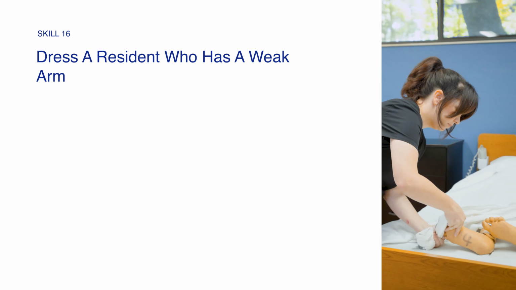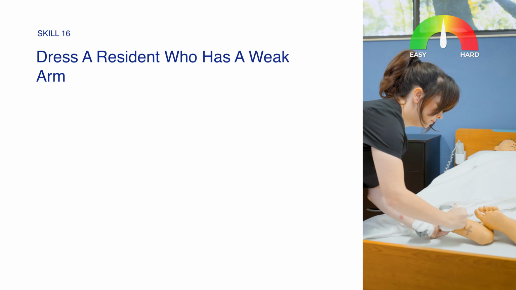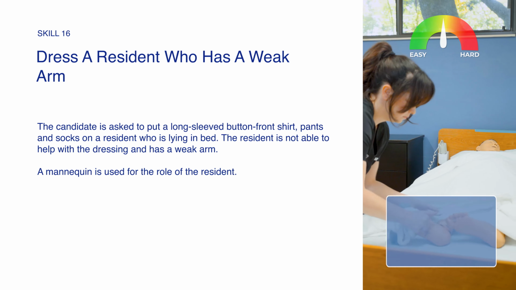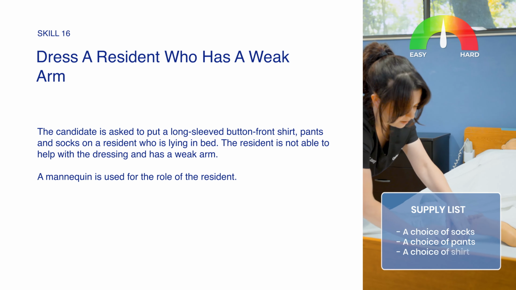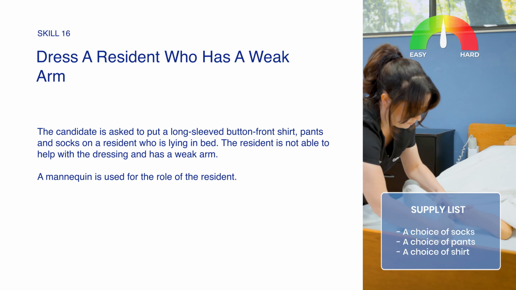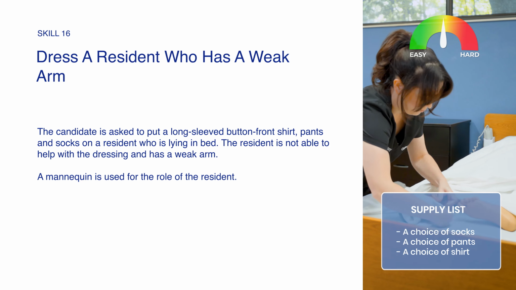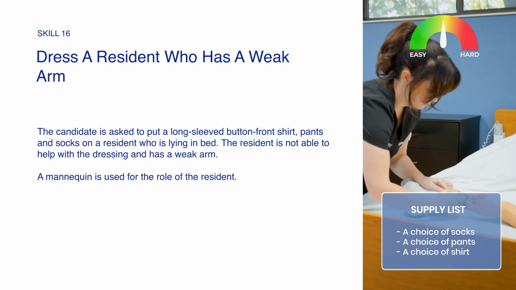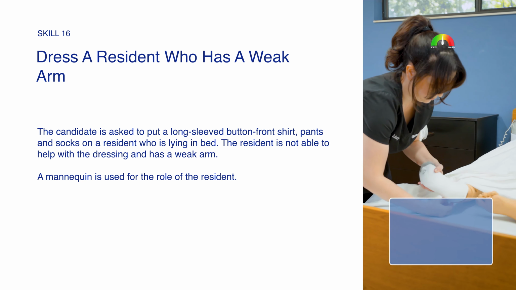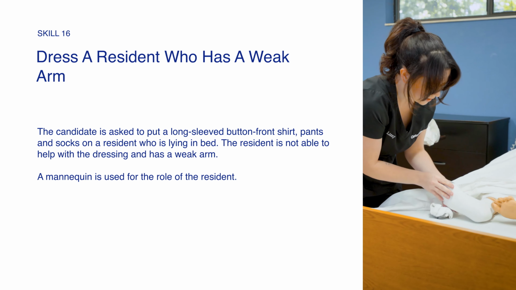This skill is dress a resident who has a weak arm. The candidate is asked to put on a long sleeve, button front shirt, pants, and socks on a resident who's lying in bed. The resident is not able to help with dressing and has a weak arm. A mannequin is used for the role of the resident. Follow along in your student manual.